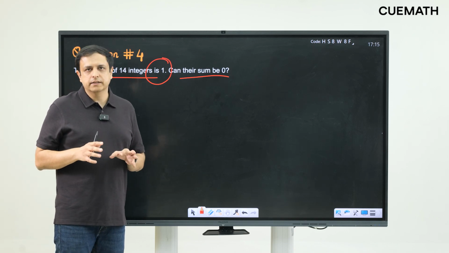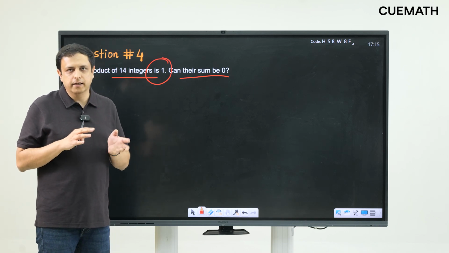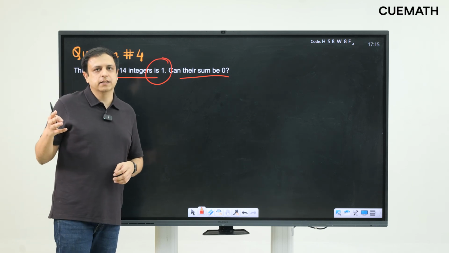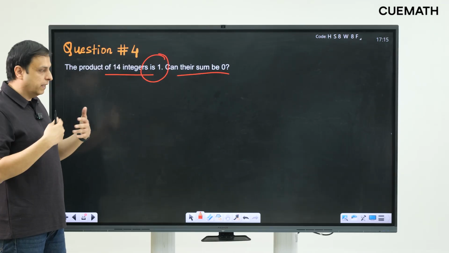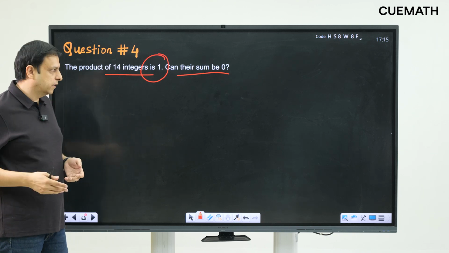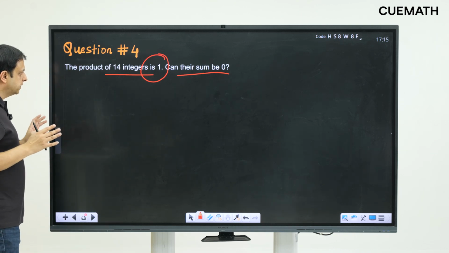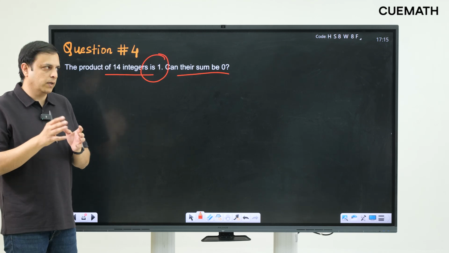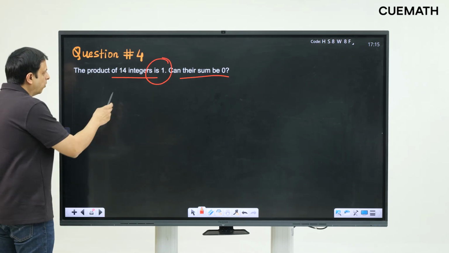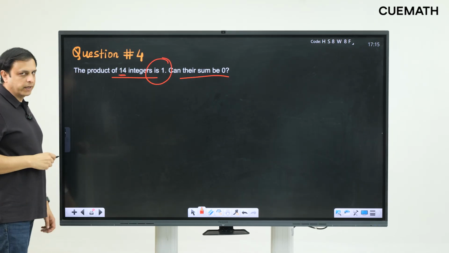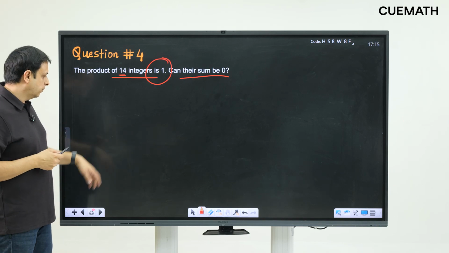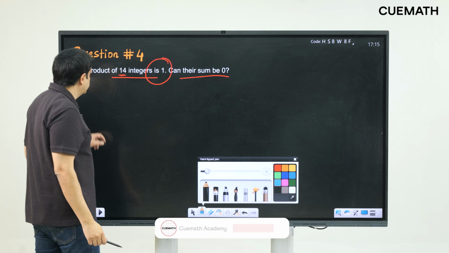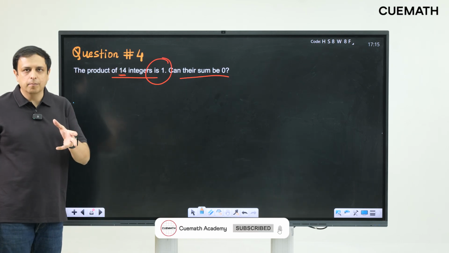a certain number of integers can only be 1 if those integers are either 1 or minus 1, because if you take any other integer, the absolute value of the product will be larger than 1, or it could be 0. The only way to get some integers to multiply to 1 is if all of them are either plus 1 or minus 1. So let's take maybe a smaller number instead of 14 to understand how to think about this problem.